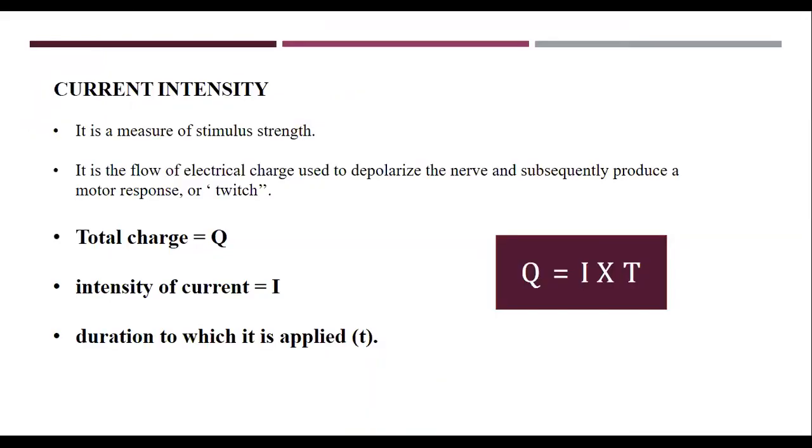So there is something called current intensity. It is a measure of stimulus strength. It is the flow of electrical charge used to depolarize the nerve and subsequently produce a motor response or twitch. It is given by the formula Q equal to I into T, where Q is the total charge, I is the intensity of the current, and T is the duration for which it is applied, or the time.